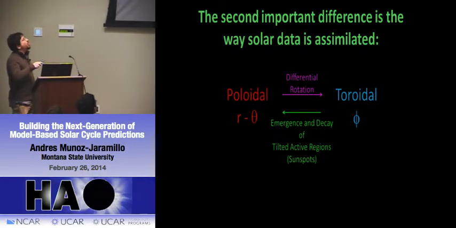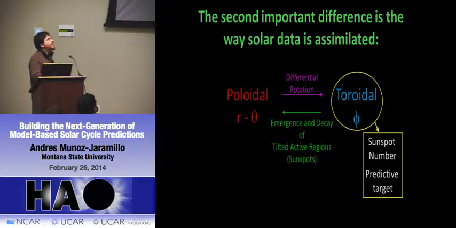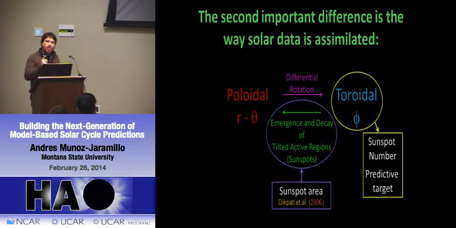Remember the loop that I showed you: poloidal to toroidal through differential rotation, and toroidal to poloidal through emergence and decay of tilted active regions. This is our predictive target, sunspot number. I already showed you that if we know the poloidal field, we can guess it. Now, the model of Dikpati and collaborators fed data into their model here, in this part of the loop. They used sunspot area as a proxy for how much flux you have on the surface of the sun, fed it into their models here, and then let their model create, based on that, the poloidal field that is then amplified by differential rotation.